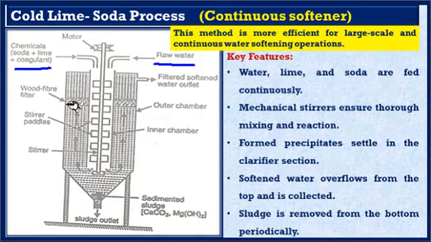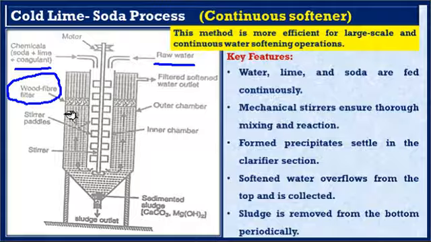In this process, the continuous softener also contains the wood fiber filter, which filters the small PPT particles so that no PPT can move through the soft water from here, right? So in this process, the softener consists of a big steel tank with two chambers. The inner chamber, this one, is provided with a stirrer, and the outer chamber has two wood fiber filters. These are the wood fiber filters to remove the small particles of sludge.